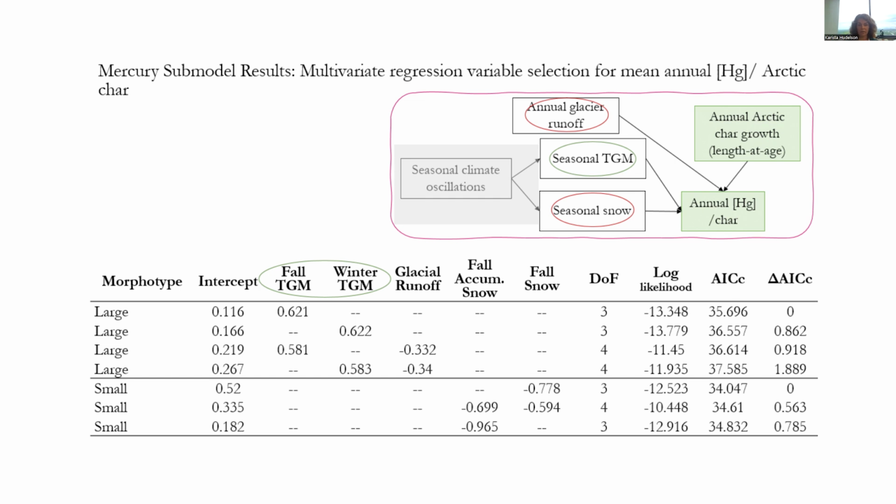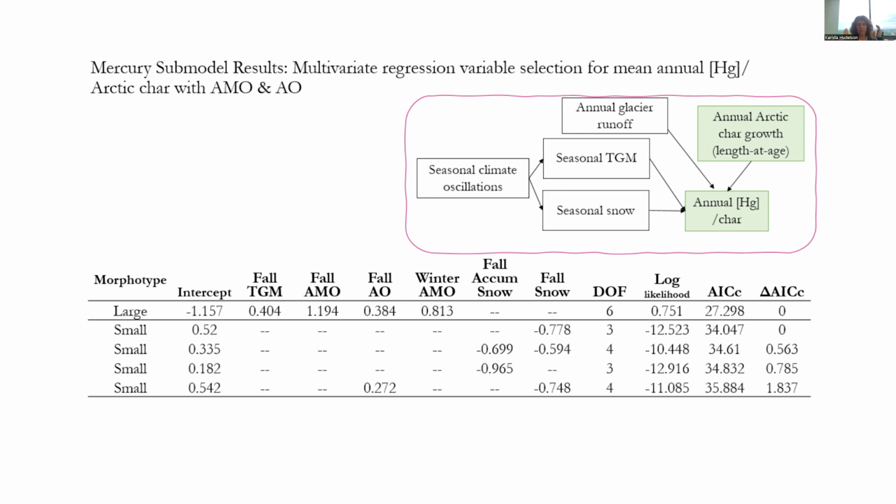We took that information into account when we moved into adding in the oscillations to these models. And we used only the fall and winter oscillations because that was the season in which we were seeing the effects on the char. So that's where the stepwise part of this comes in. And again, walking through connecting the table to the conceptual model with these circles and X's. Once we added in the oscillations, the glacier runoff did not come up as significant in our models at this point.